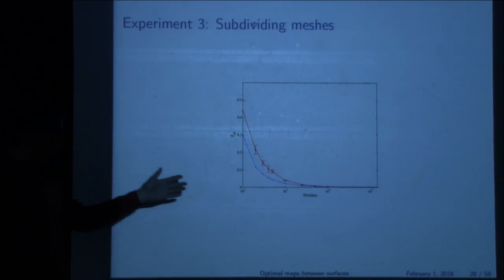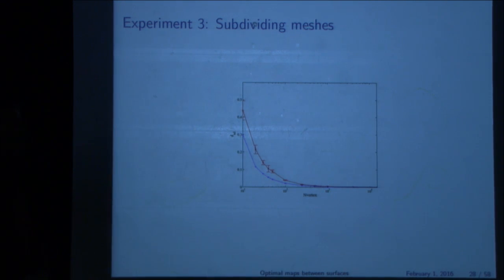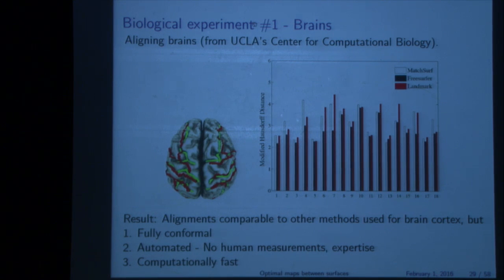And as you take more and more points, in the red graph they're randomly distributed, and in the blue graph they're essentially uniformly distributed, you see that the distance goes to 0 and then it stays close as you subdivide. So this is independent of mesh once you get enough points to nicely approximate a surface. This was an experiment that was done on the UCLA brain database.